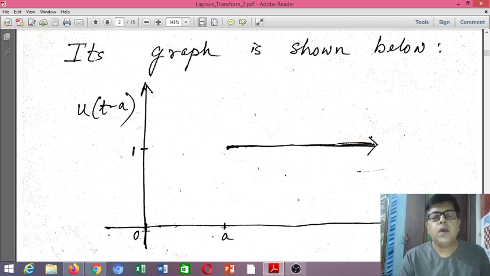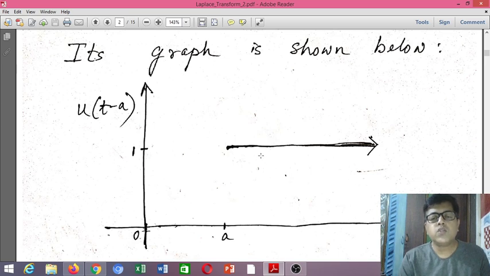Then when t is greater than or equal to a, the value of u(t minus a) is 1. So we have taken 1 here on the y-axis, which is the function value, and it is a straight line parallel to the x-axis. So it's a constant function. u(t minus a) becomes equal to 1 for t greater than or equal to a, and that extends right over there.